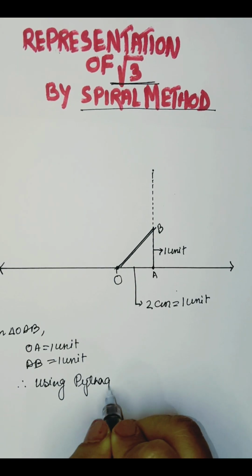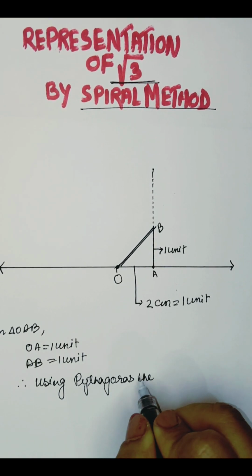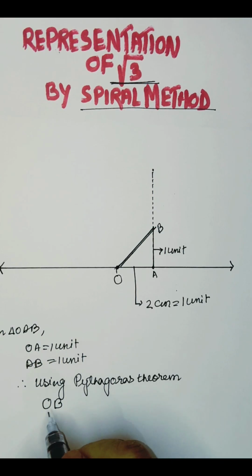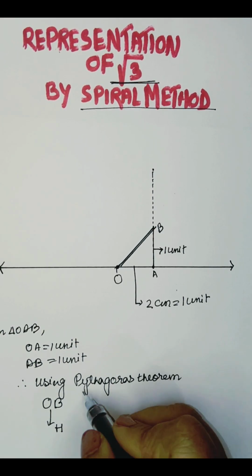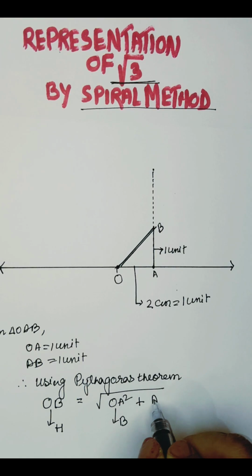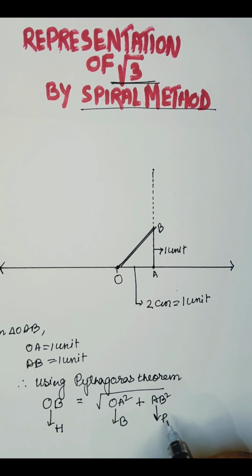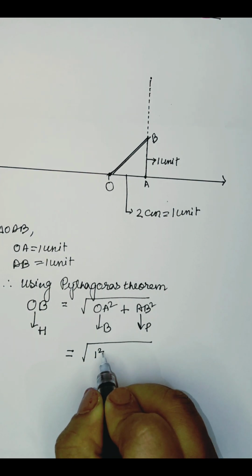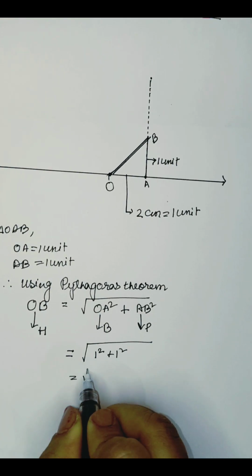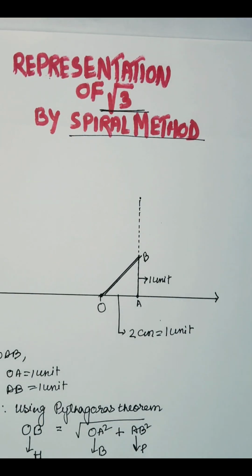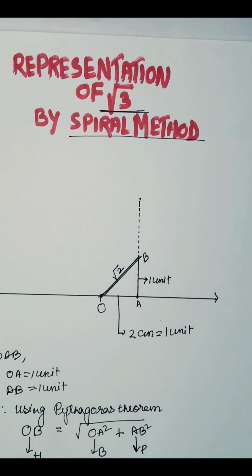We know that Pythagoras theorem says h square equals b square plus p square, or h equals square root of b square plus p square. Let us consider OB as h. We can write OB equals square root of OA square, where OA is b, plus AB square, where AB is p. This is the application of Pythagoras theorem. Here, we put the values of OA and AB. That means 1 square plus 1 square, which is root 2. So, OB is the length of hypotenuse and OB is represented by root 2.